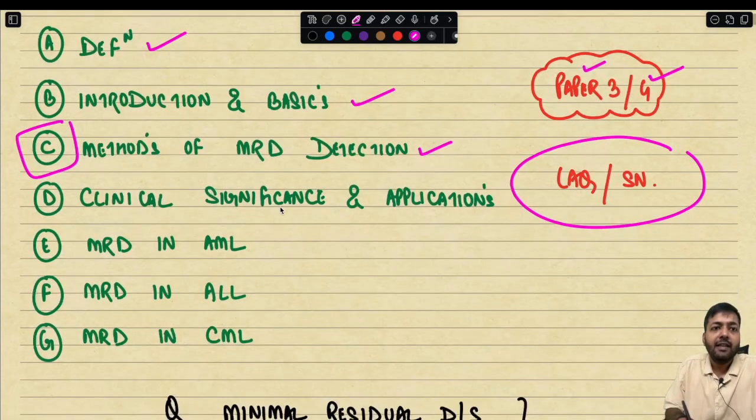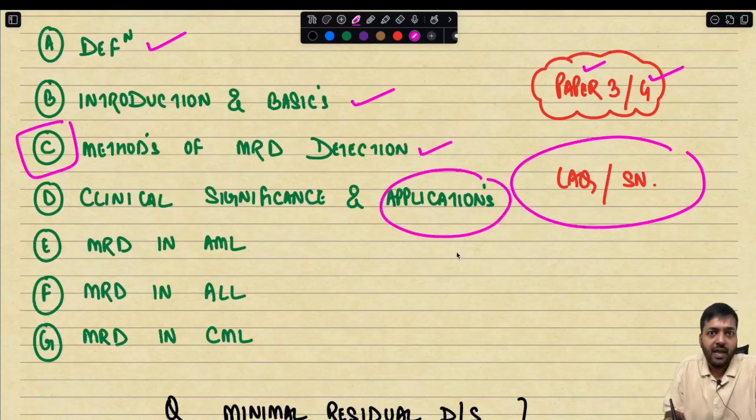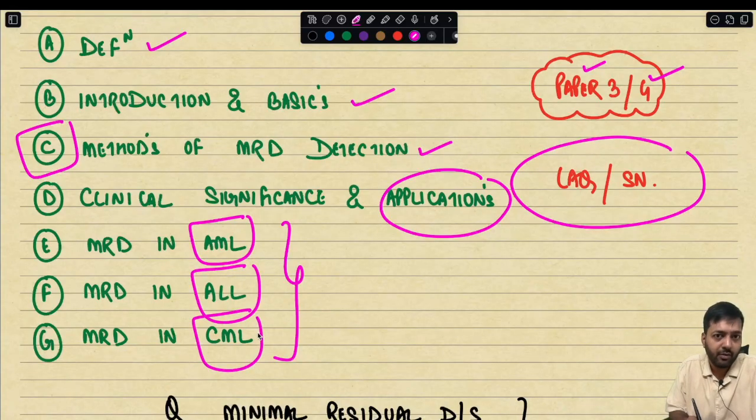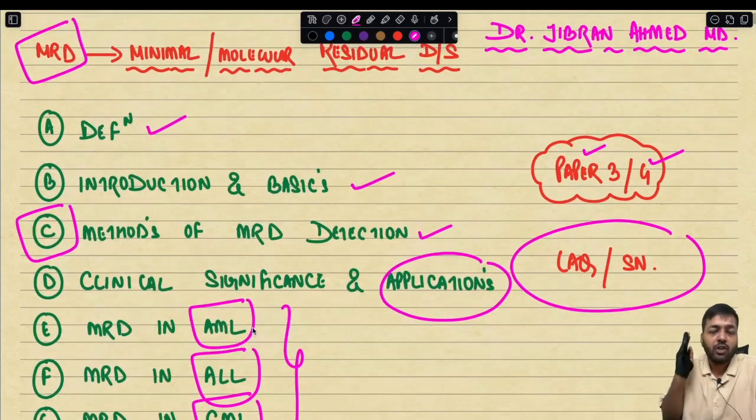Then we are going to see the clinical significance and the applications of MRD. And after this, we are going to go into the specifics of MRD in acute myeloid leukemia, acute lymphoblastic leukemia, and chronic myeloid leukemia. So the question on MRD can be framed in various manners.